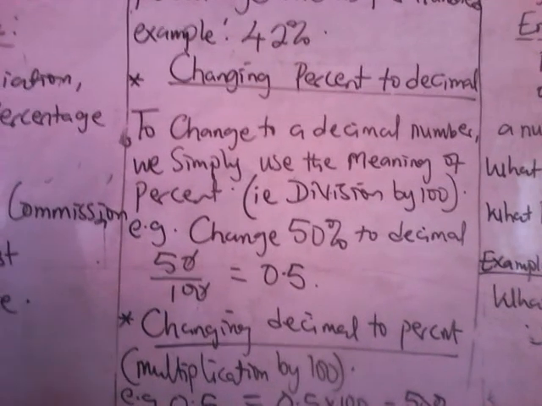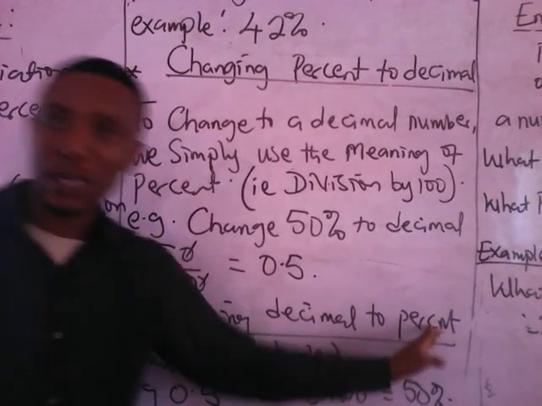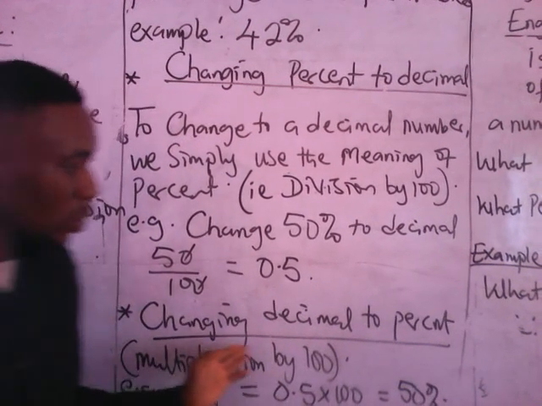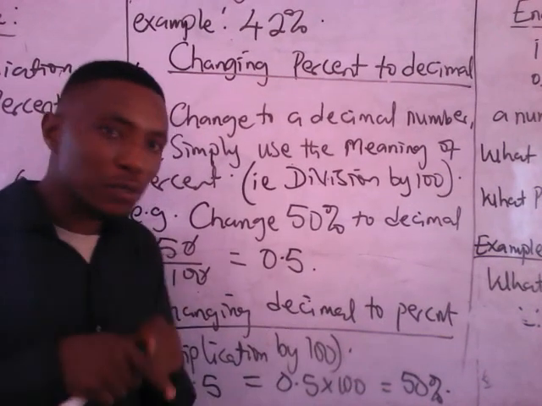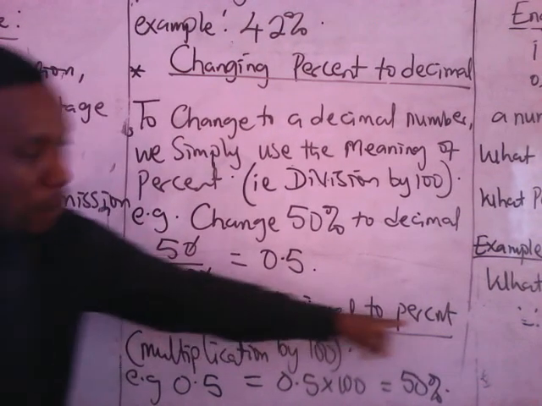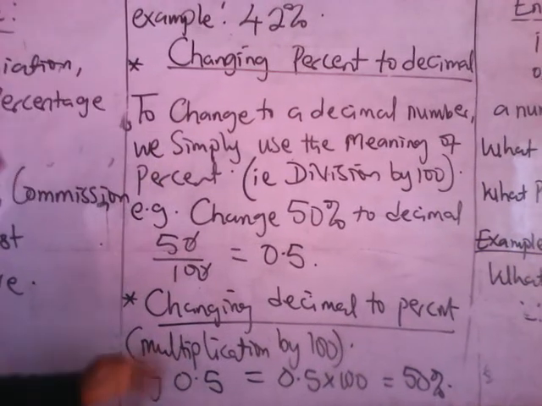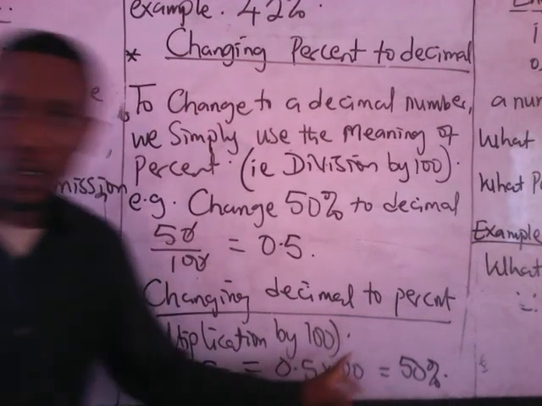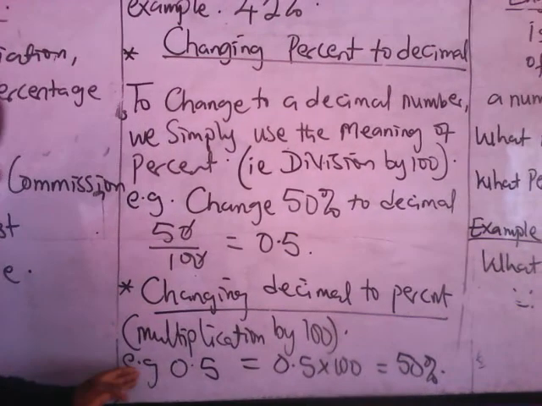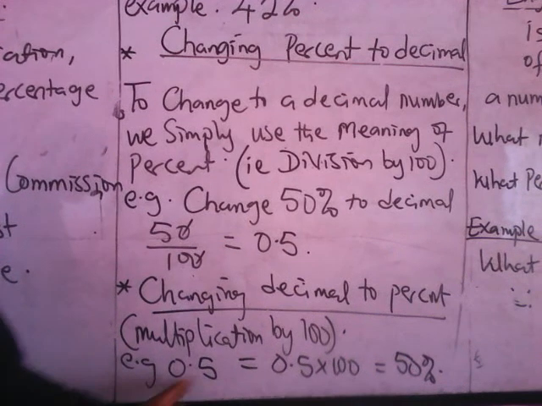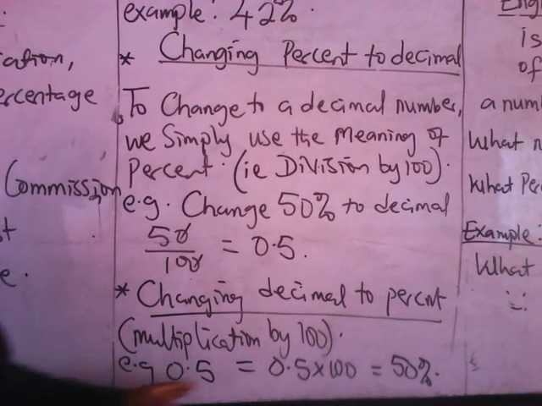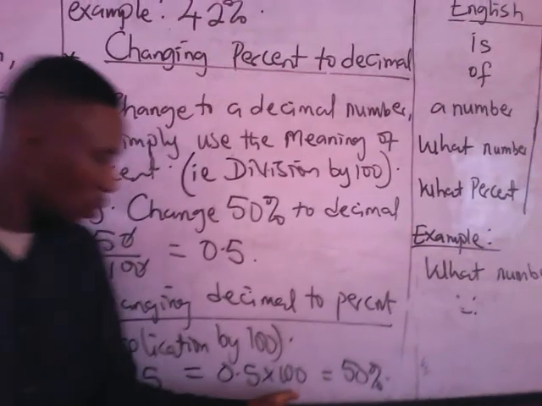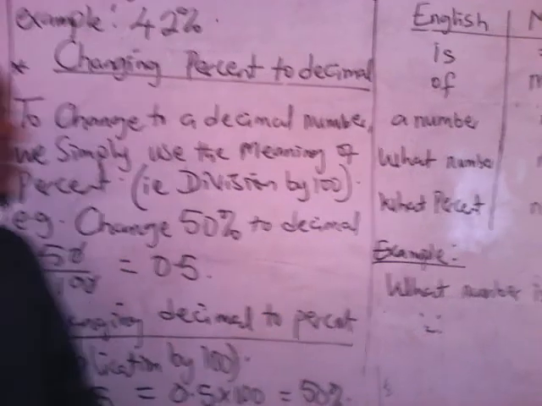Again, how do you change decimal to percent? Because there are some questions where you'll be given some decimal, and for you to solve it, you will need to change it to percent. So in order to change decimal to percent, you multiply by 100. For another example, if you are asked to change 0.5 to percent, it's going to be 0.5 times 100. So that will give you 50%.